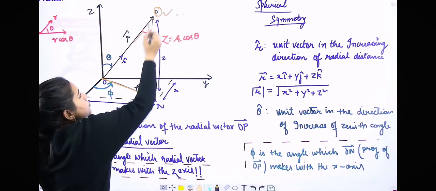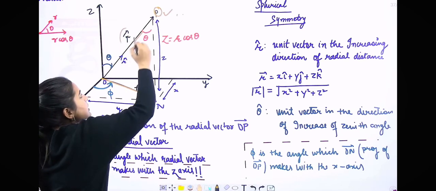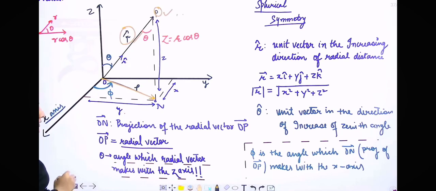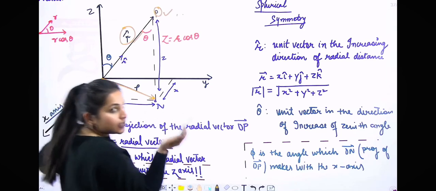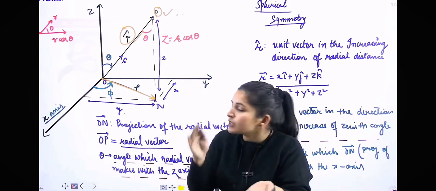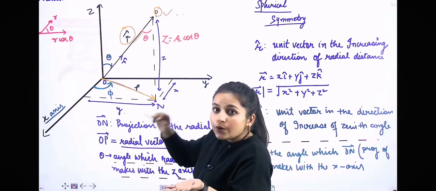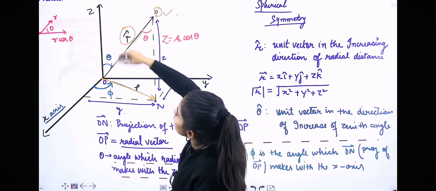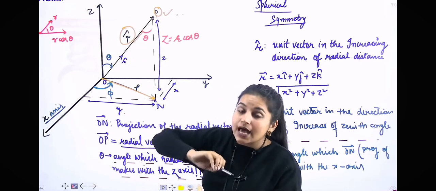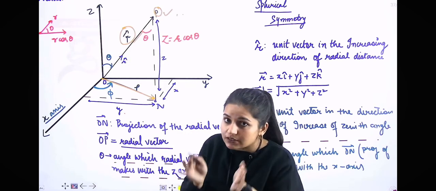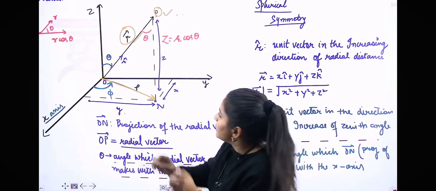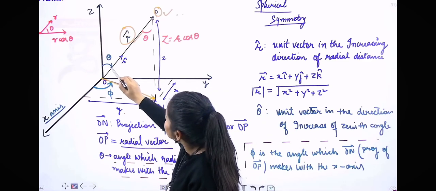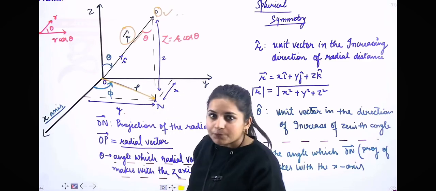This position vector from the origin, this is nothing but the r vector, that is the radial distance. Now what is the angle theta and what is the angle phi? Theta is the angle which this radial distance OP vector makes with the z-axis. The angle which your radial vector OP makes with the z-axis is called theta, and this direction is of theta cap, right?